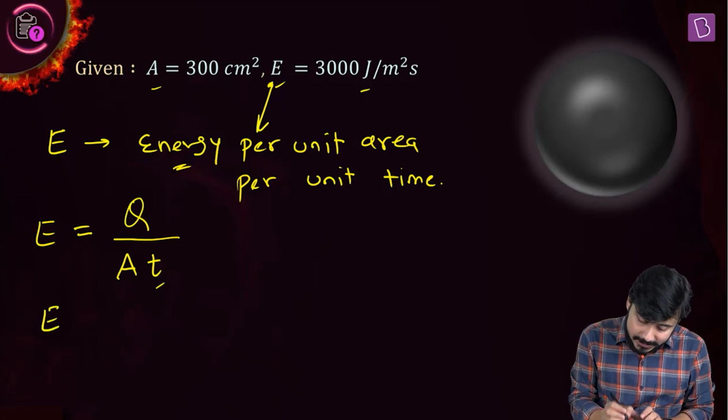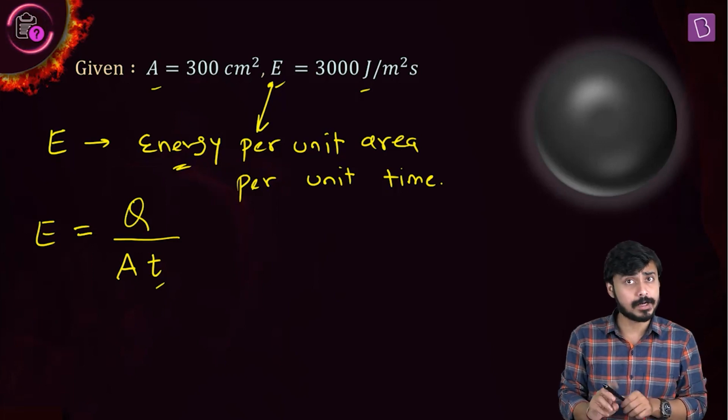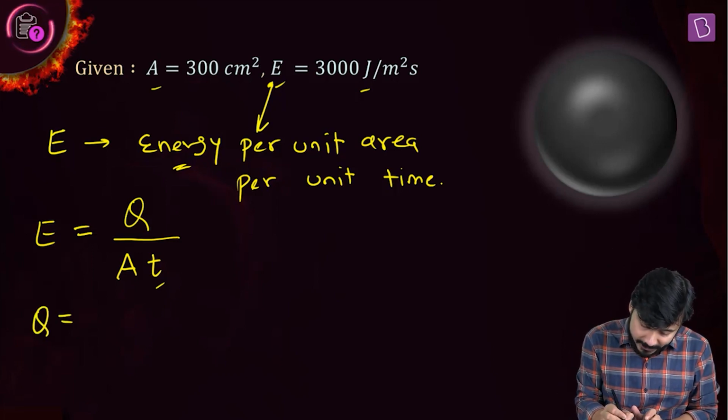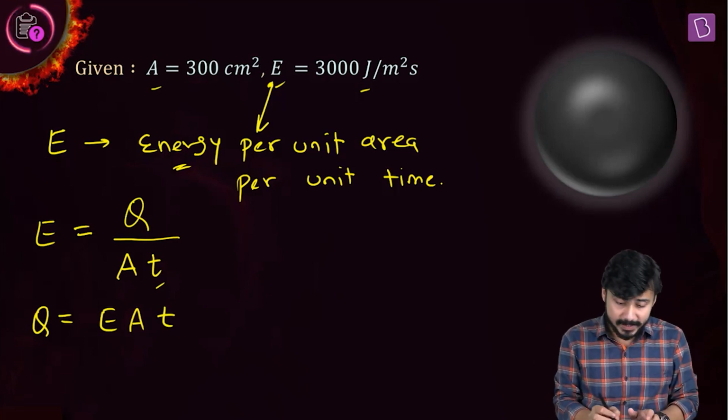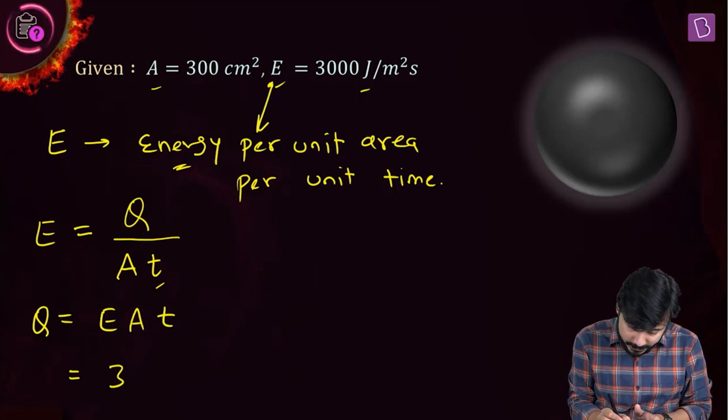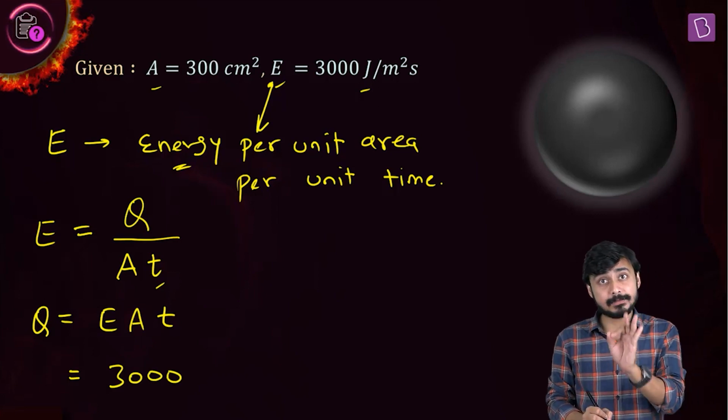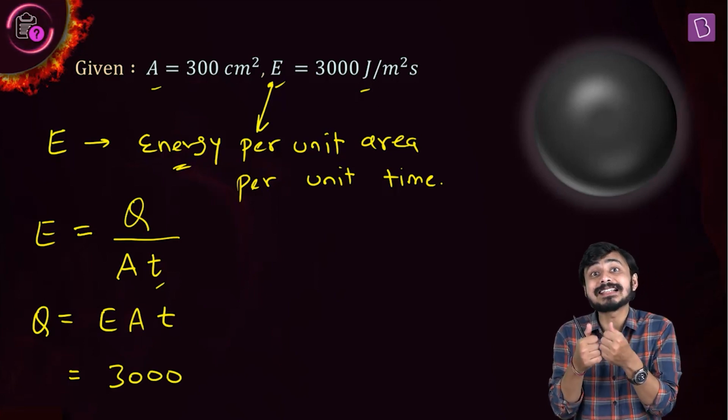So emissive power is equal to Q by AT. You have to figure out what is Q. Q will be equal to emissive power multiplied by A multiplied by T. Emissive power is given to be 3000, right? Please remember that all the units should be taken as SI units.